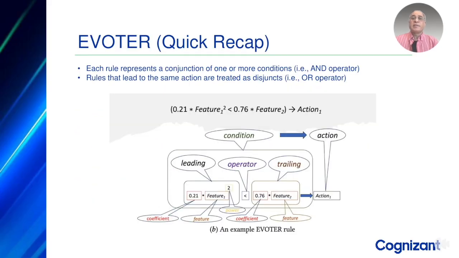Let's briefly revisit how EVOTER structures rules. Each rule consists of a conjunction of one or more conditions. This means all conditions must be satisfied for the rule to activate. This is essentially a logical AND among conditions. Now, if multiple rules lead to the same action, they are treated as disjunct. In other words, if any of them fires, the action is taken. This is equivalent to a logical OR across the rules.